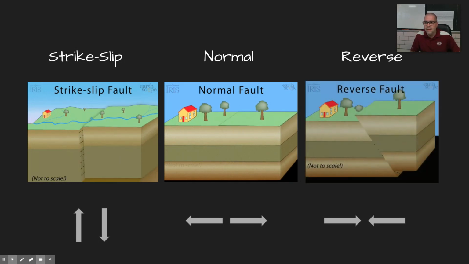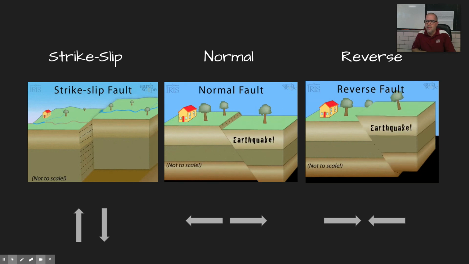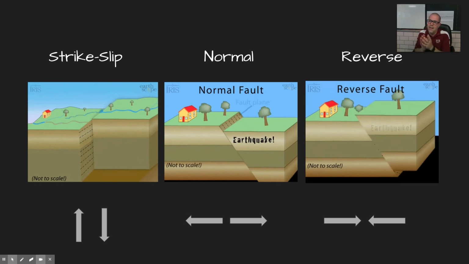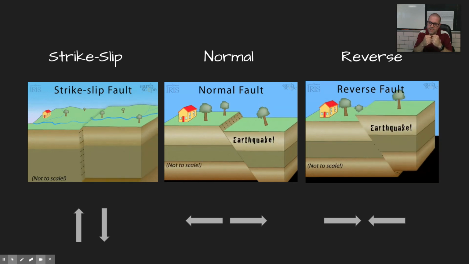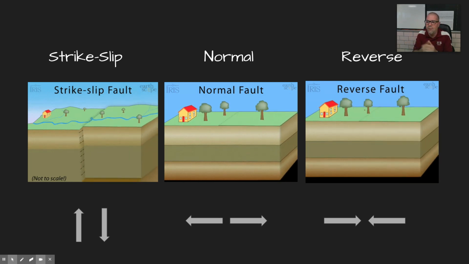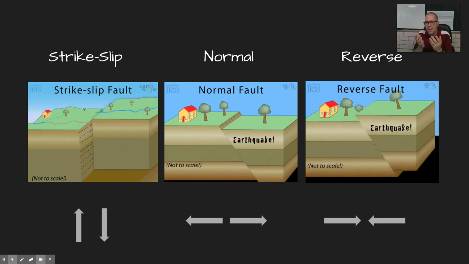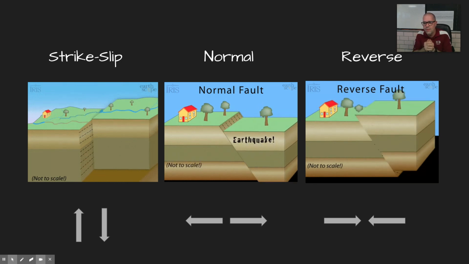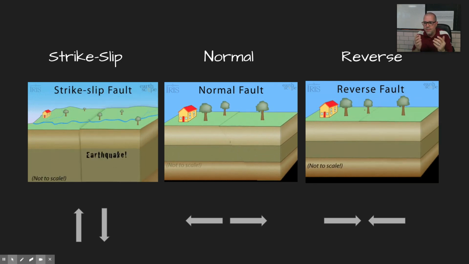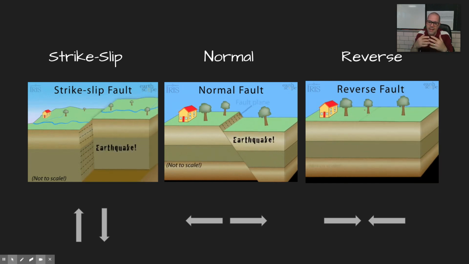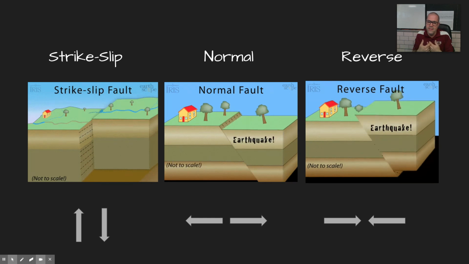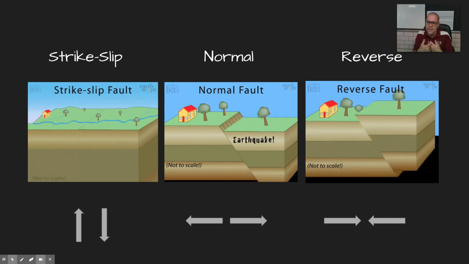And then lastly, we have reverse faulting. These earthquakes are caused by stresses that are pushing rock together. So in these scenarios, you have one block of rock moving up relative to the fault plane. Major destructive earthquakes can be produced at all 3 of these boundaries.